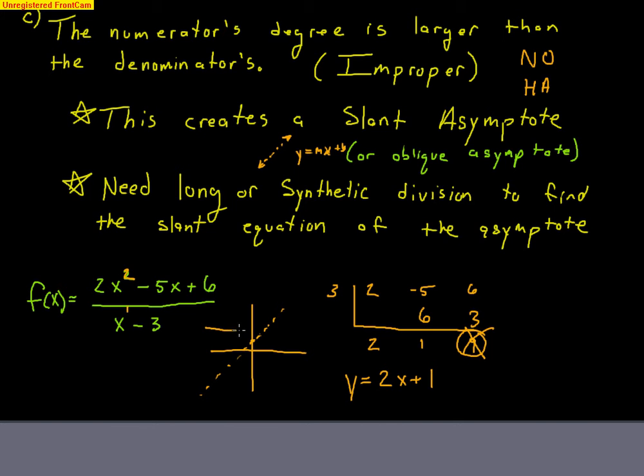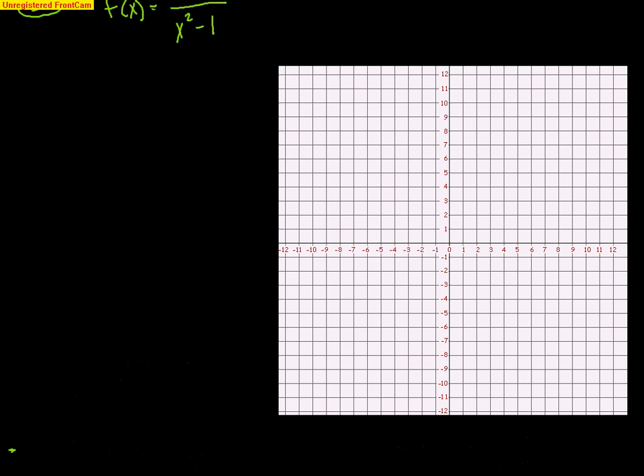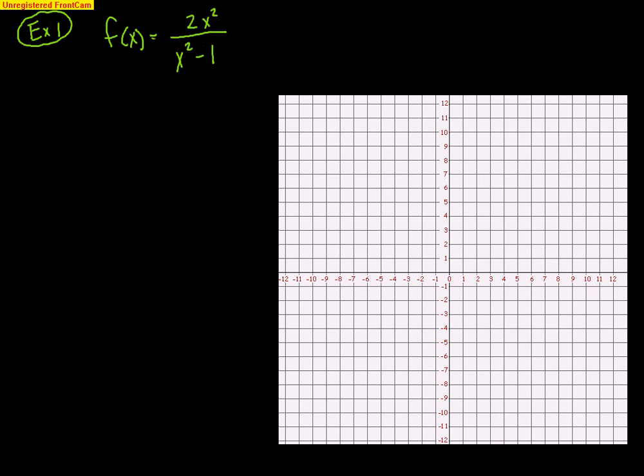So when the graph comes to it, it must slide off it or slide. It cannot cross through that vertical asymptote, and we're going to see that in some examples. This, again, quick recap, happens when the numerator's degree is larger than the denominator's, and to find the actual equation of that asymptote, you must use long or synthetic division. All right, that's it. So let's look at some examples now.